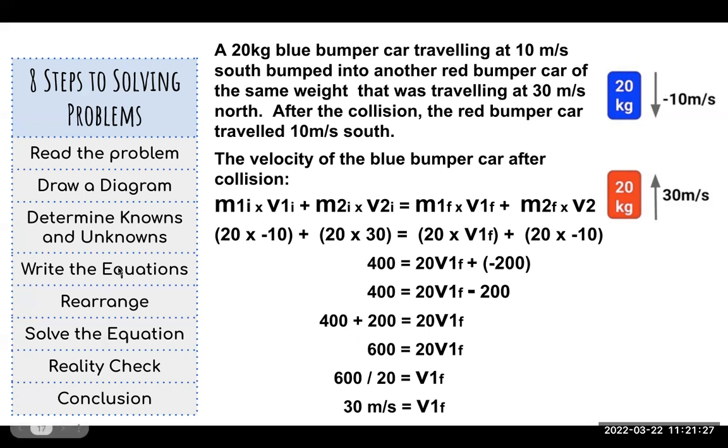On the left-hand side, if you really don't know how to solve questions that look too complicated, follow the steps: read the problem, draw diagrams, determine which is your unknown, write out the equation, and then sub in everything except for the unknown, rearrange things, and solve your equation. Then you can do a reality check, which means you can sub the value of 30 meters per second back into the velocity, and look at the left-hand side and the right-hand side to see if the momentum before and after the collision is equal.